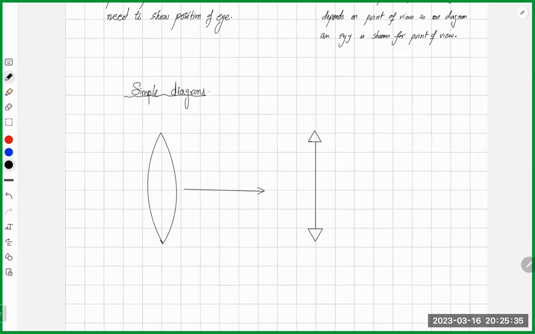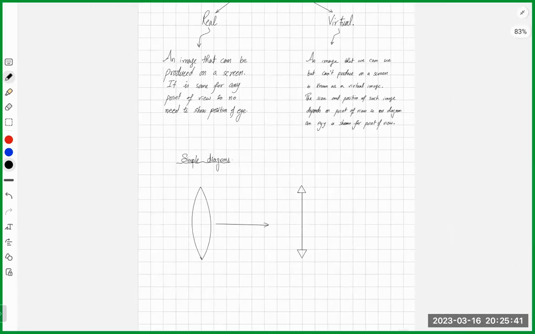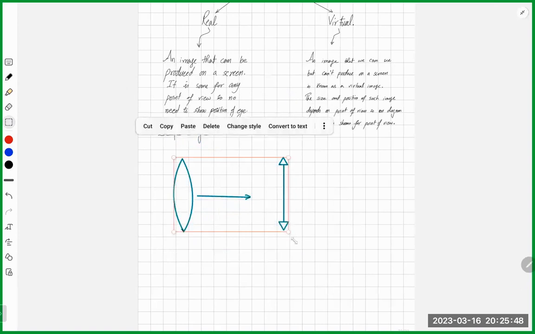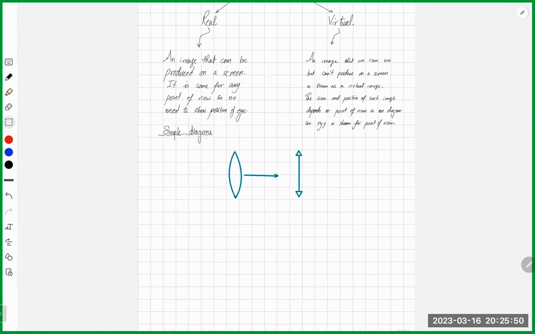Okay, so this means the same. This means a double convex lens. Isn't it simple? So this is how you can easily make this diagram.